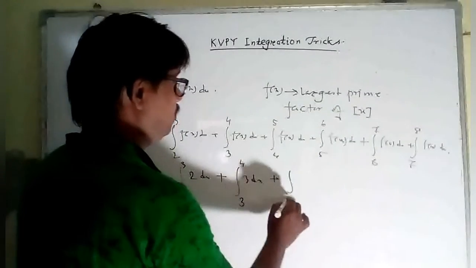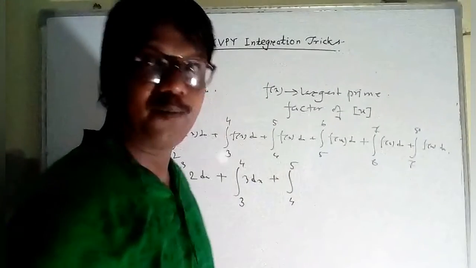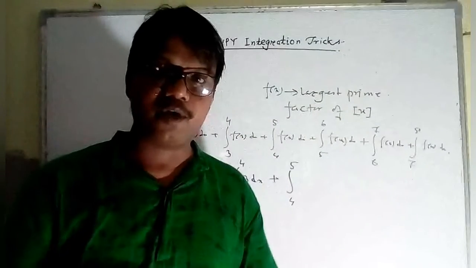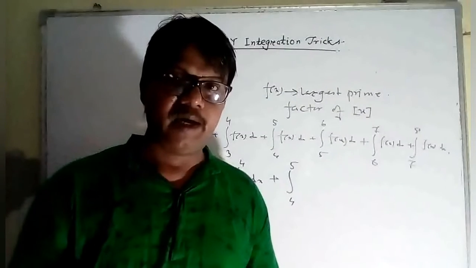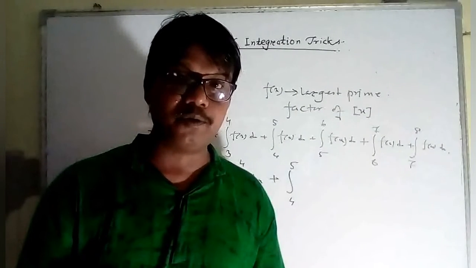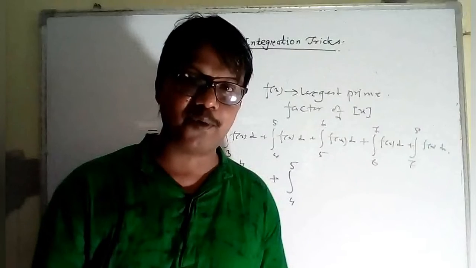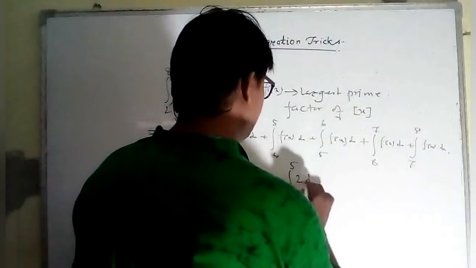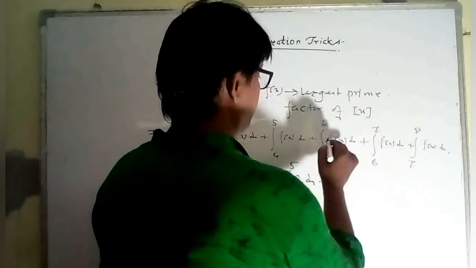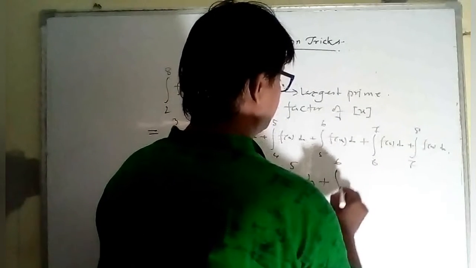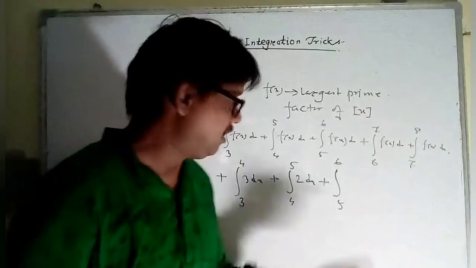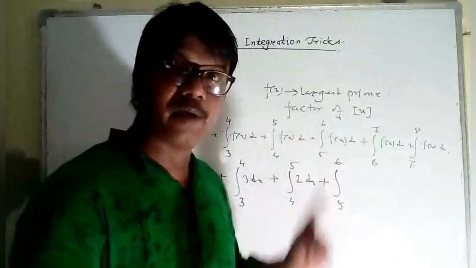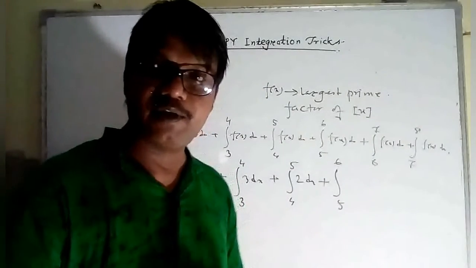Three to four, four to five. Now when x lies between four and five, the greatest integer of x equals four, and the largest prime factor of four is two. Two dx. Now five to six, f(x) is five. The greatest integer of x is 5 and the largest prime factor of 5 is 5.